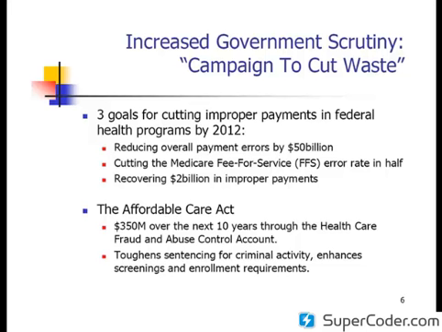Where he announced 3 goals for cutting the improper payments in the federal health care system by 2012. And some of those goals are to reduce the overall payment error rate by $50 billion, cutting the Medicare fee-for-service error rate in half, and we'll look at that in a few more slides, and also recovering $2 billion in improper payments. This is part of the Affordable Care Act, which fights fraud and abuse by providing additional funding. And the additional funding over the next 10 years is $350 million. So you can expect more increased government scrutiny on all these services.